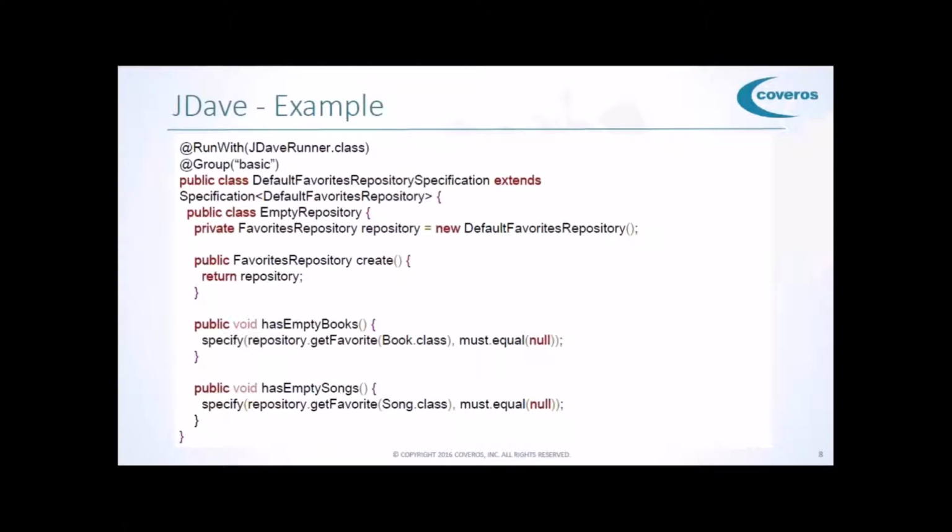Here we're testing what happens for an empty repository. There are 2 behaviors with these 2 methods. One that says what happens when there are no books in a repository. One that says what happens when there are no songs in a repository.